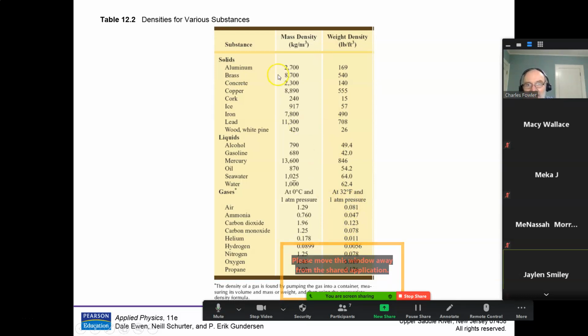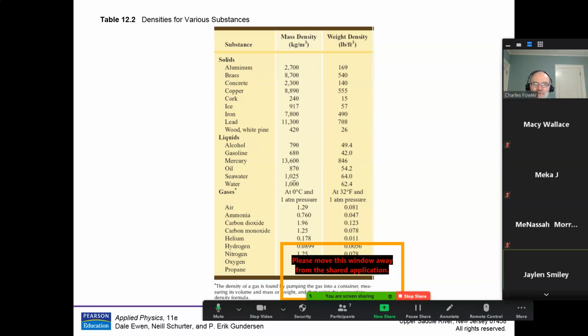Okay, up here we have some of the solids. Aluminum. Now these mass densities in kilograms per cubic meter, those are huge volumes, so those are huge masses. That's 2.7 metric tons. Brass, 8.7 metric tons. Concrete, 2.3 metric tons. I mean, a lot of mass.